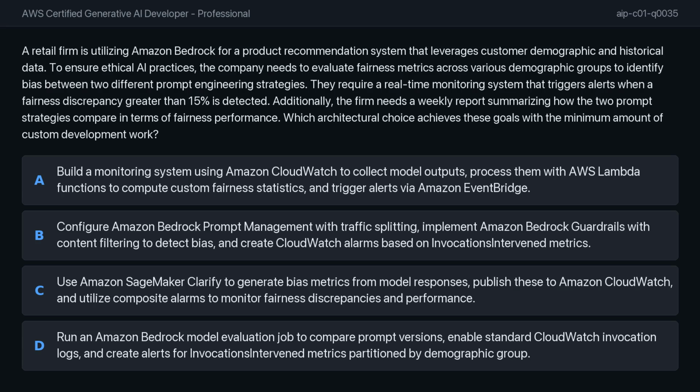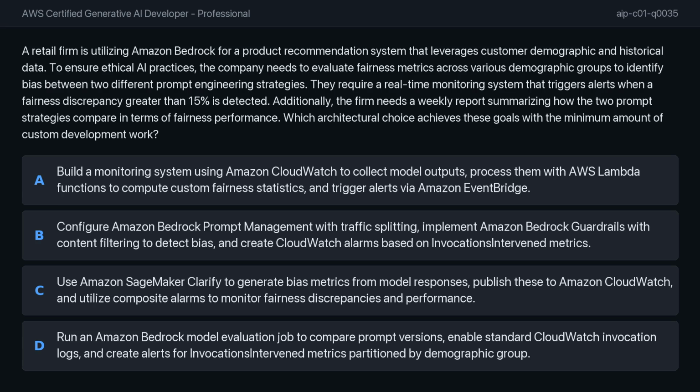Option A. Build a monitoring system using Amazon CloudWatch to collect model outputs, process them with AWS Lambda functions to compute custom fairness statistics, and trigger alerts via Amazon EventBridge. Option B. Configure Amazon Bedrock prompt management with traffic splitting. Implement Amazon Bedrock guardrails with content filtering to detect bias, and create CloudWatch alarms based on invocations intervened metrics.